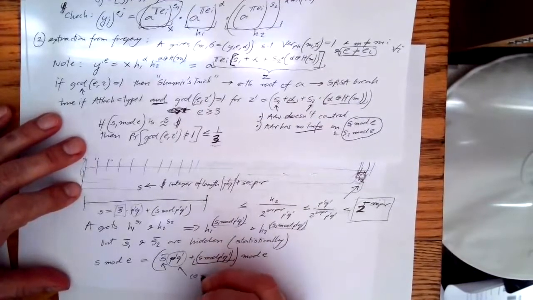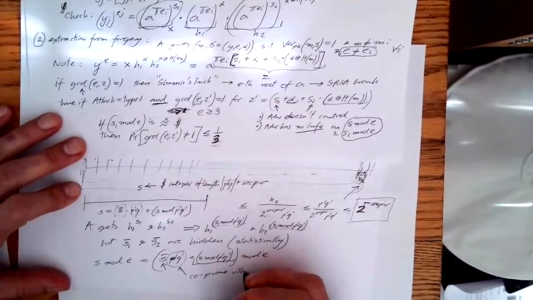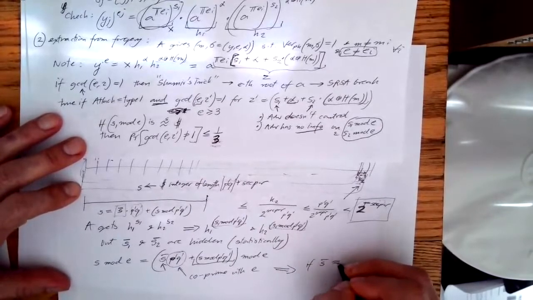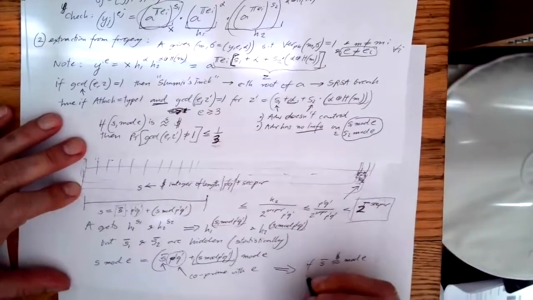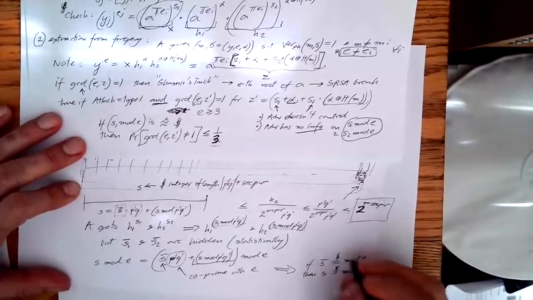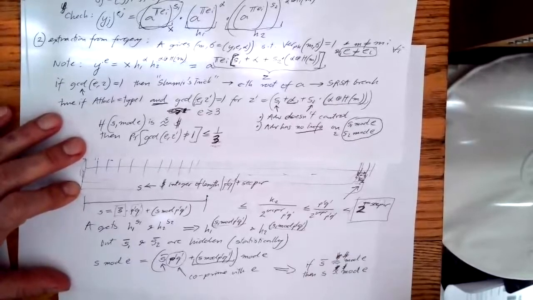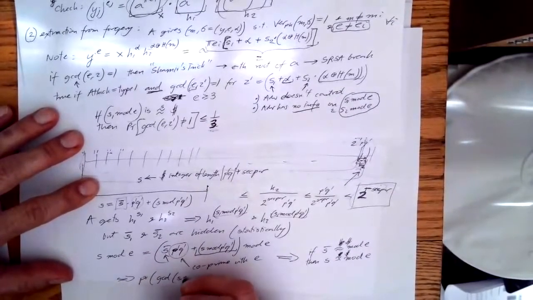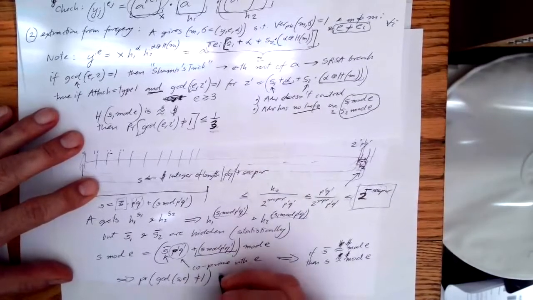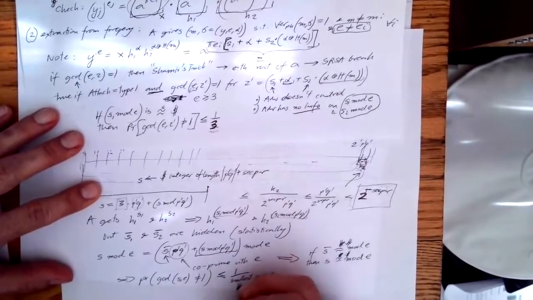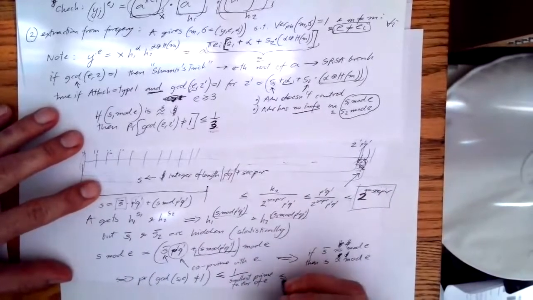These numbers are coprime with E. So this implies that if S prime is random mod E, then S is random mod E. Therefore, the probability that the GCD of S and E is not 1 is at most 1 over the smallest prime factor of E, and this is definitely smaller than 1/2.